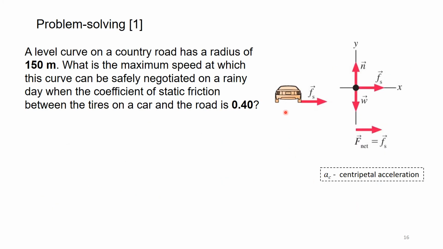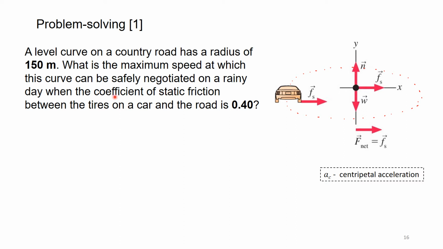Okay, so let's look at the problem with the car and try to solve this problem. Here the car is traveling on a curve, and the curve has a radius of 150 meters. I'll just draw the circle that I had in the previous slide. So this is the circle, a track of radius 150 meters, and the car is traveling along this path at some constant speed.